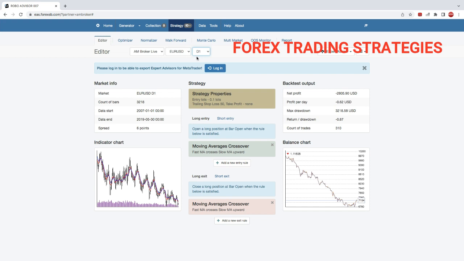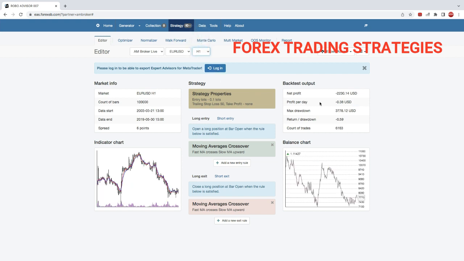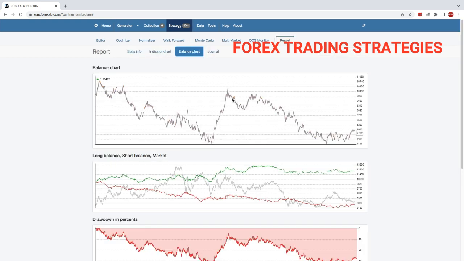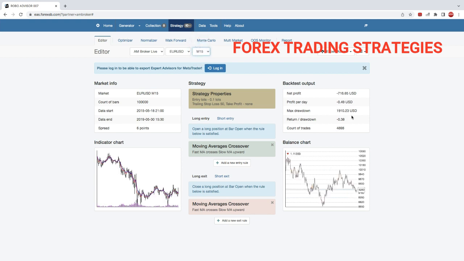Oh, daily it's a disaster. But on the 4-hourly time frame, we can make some money. If we go to 1 hour, it's a disaster on the 1 hour time frame. There would be a period where you'd make some money, but you'd end up giving that money back. So if we go back to 15 minute, not as big a loss, but still a loss on that account.